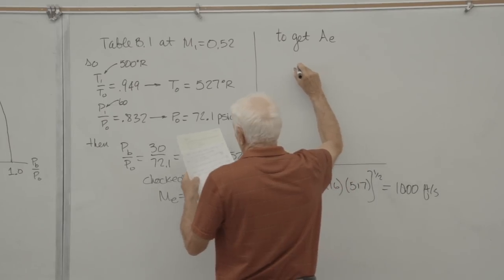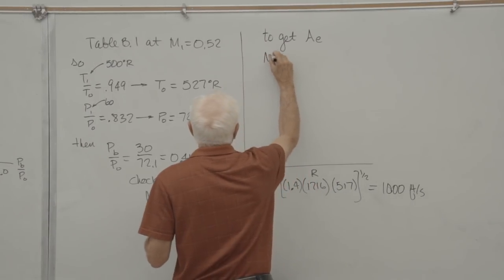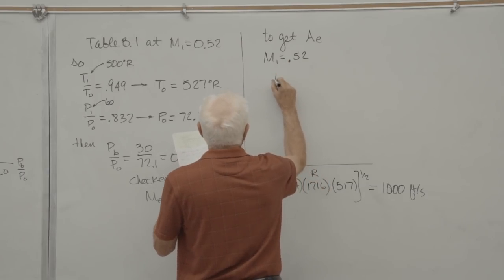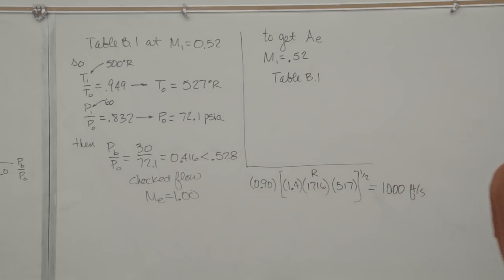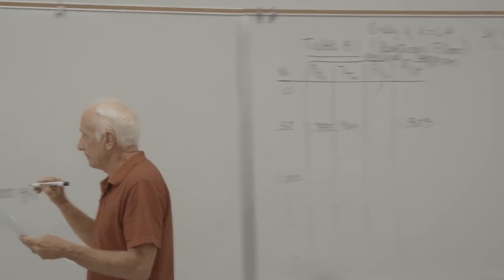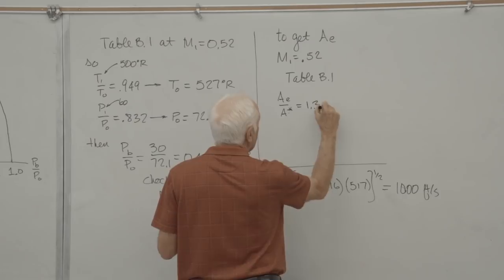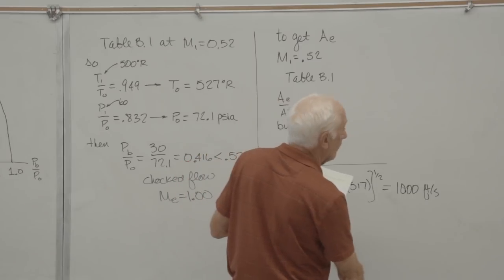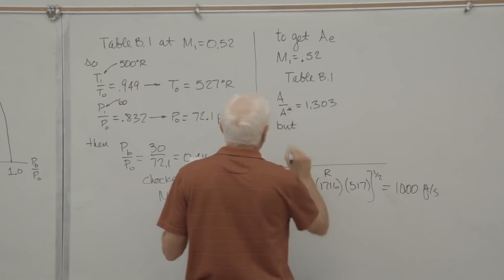Okay. So the Mach number is 0.52. Table B1. Mach number 0.52, table B1, area ratio 1.303. A1 over A star equals 1.303, pardon me. A1 over A star.